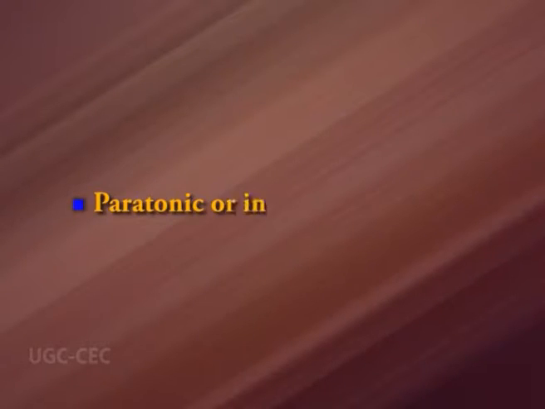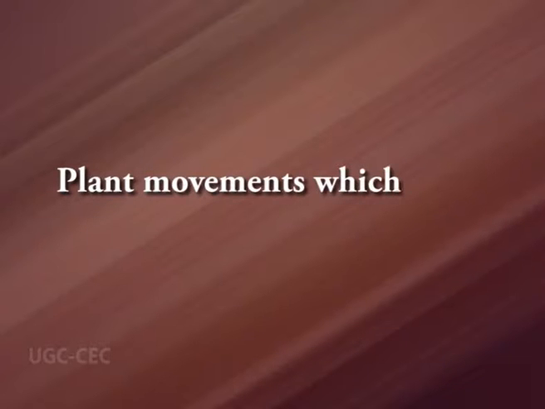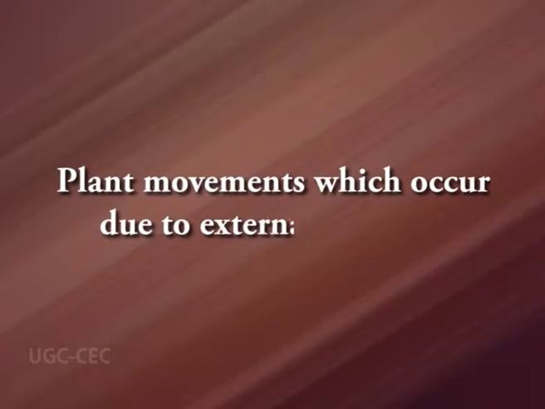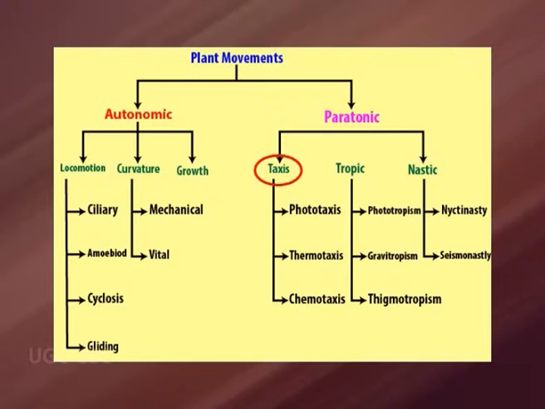Paratonic, or sometimes also called induced movements. These are the plant movements which occur due to external stimulus. The paratonic movements can be categorized into three main kinds. Number one, taxis. Number two, tropic movements. Number three, nastic movements. Let us discuss these paratonic movements one by one.